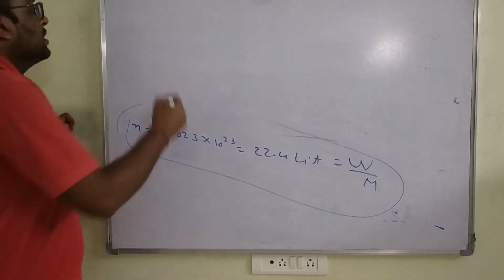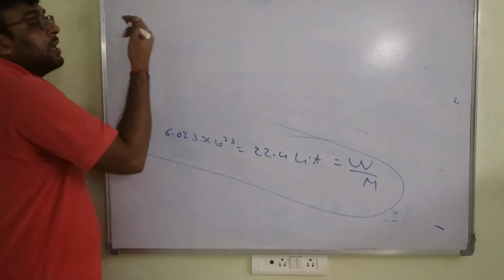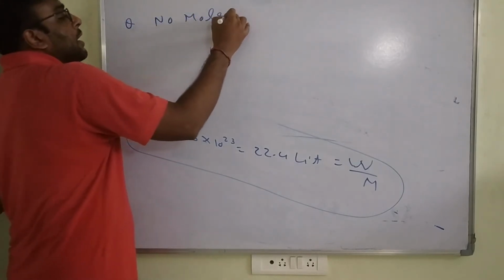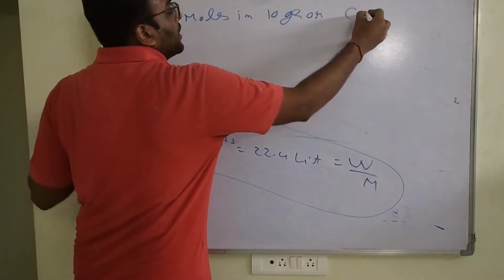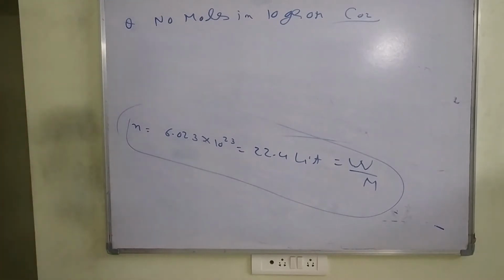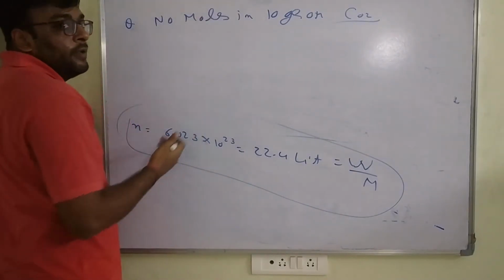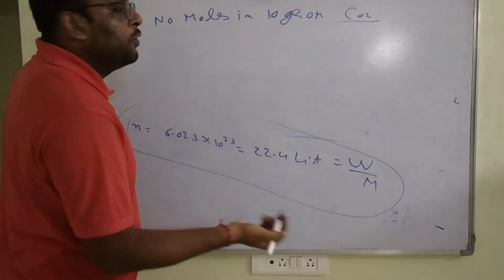How do we apply it? Suppose I am talking about 10 gram, number of moles in 10 gram. Question one: number of moles in 10 gram carbon dioxide. How can we calculate? Look, first of all we will calculate the number of moles. After that we will calculate molecules. After that we will calculate volume.